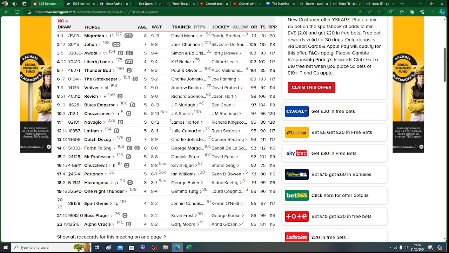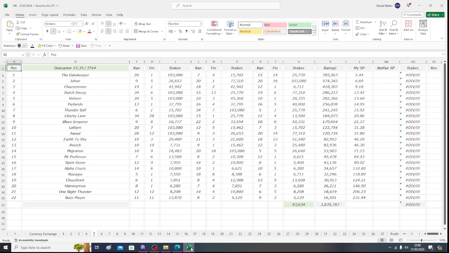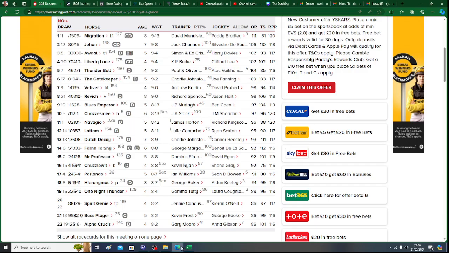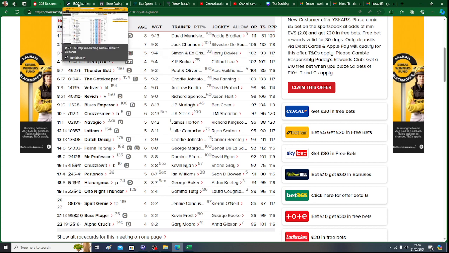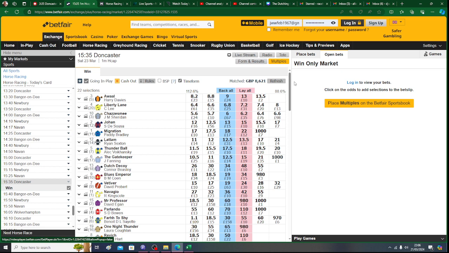Now all 22 go to post as it stands, and I have done the form for this race. And I've given my top selection as the Gatekeeper, then Johan, Chazami, Dutch Decoy, Vetiva, Parlando. That's my top six. But what I want to do first of all is go into Betfair, because that's one exchange bookmaker that I have found the prices for.